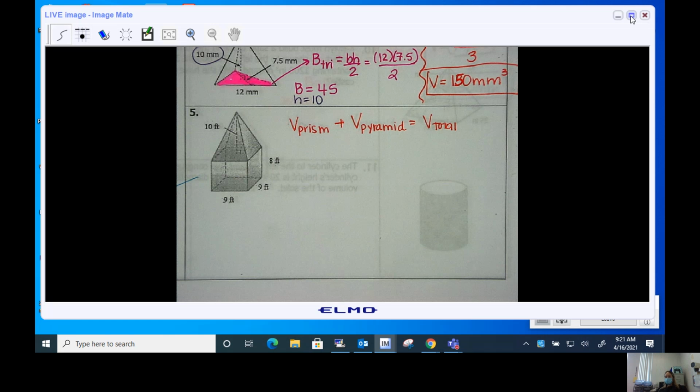All right, let's take a check. So you're finding the volume of the prism, volume of the pyramid, and then adding the 2 together. How do you find the volume of a prism?